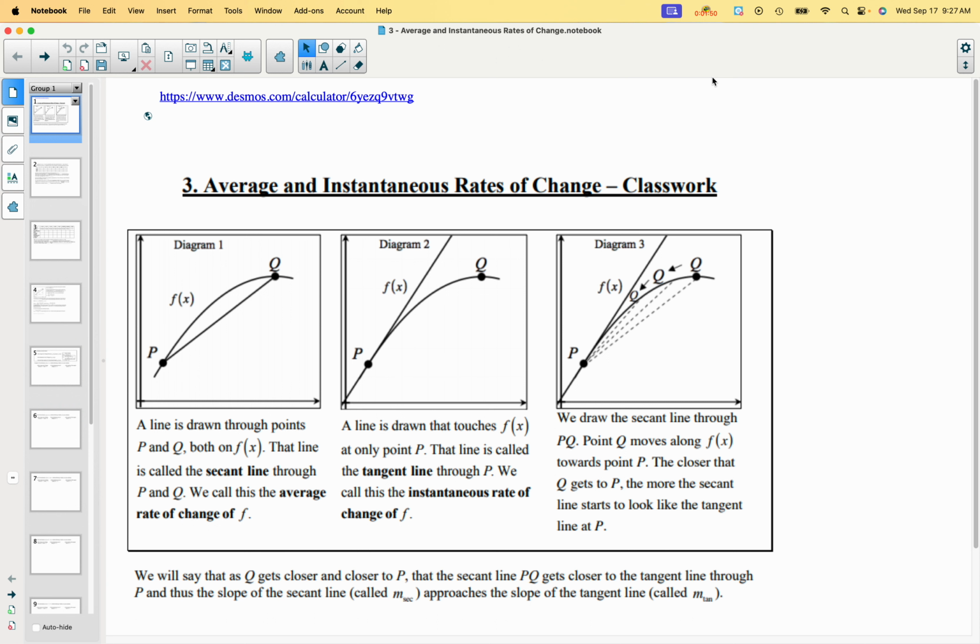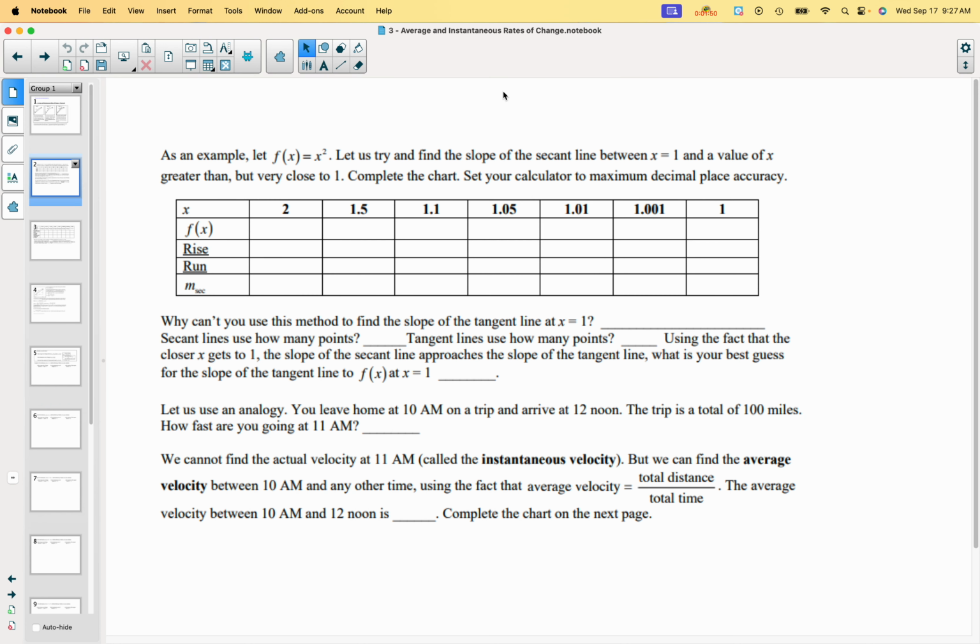Your packet, this first part of it, is demonstrating what I just talked about. So you can see that printed out there in case you need to review that again. So what we're going to look at now is an example. Let f of x equal x squared. Let us try and find the slope of the secant line between x equals 1 and a value of x greater than 1, but very close to 1. And so we're going to go through and complete the chart.